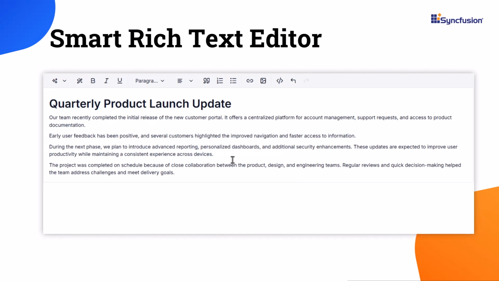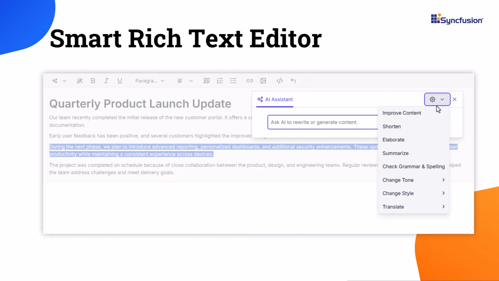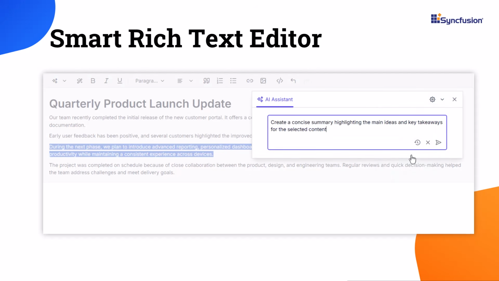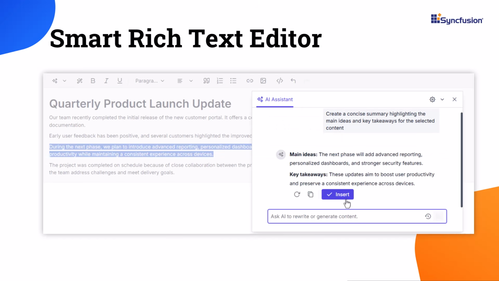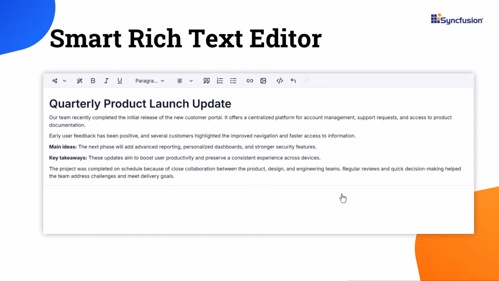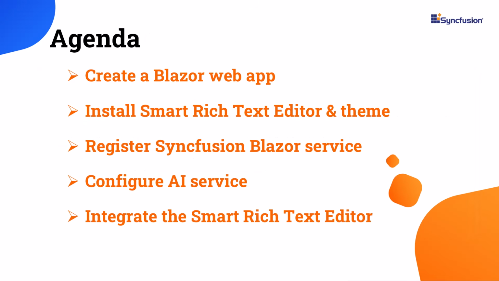The Smart Rich Text Editor combines rich text editing with built-in AI-powered content assistance, helping you create, refine, and improve content directly in the editor. In this video, I will show you how to get started with the Syncfusion Blazor Smart Rich Text Editor. You will learn to create a Blazor web app, install the Smart Rich Text Editor and theme packages, register the Syncfusion Blazor service, configure an AI service, and integrate the Smart Rich Text Editor.